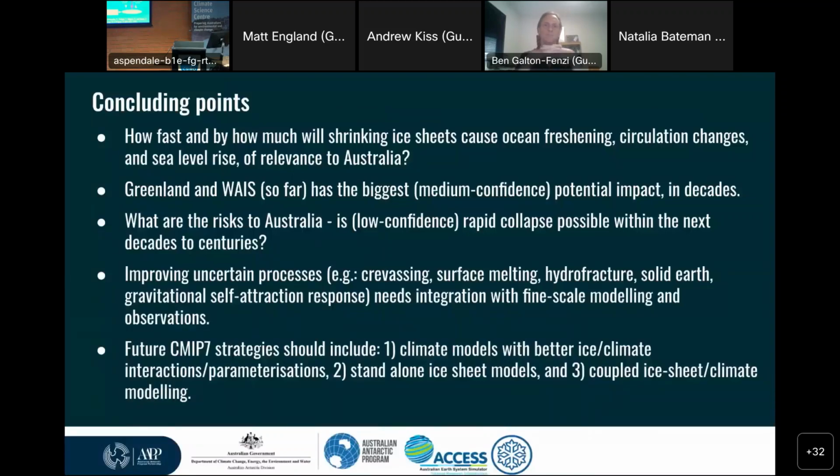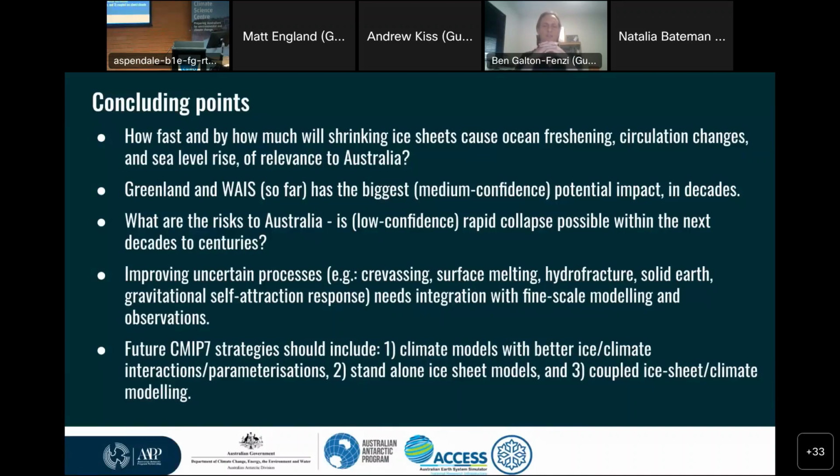So just concluding points here. Really we need to know how fast and by how much the shrinking ice sheets will cause the freshening, circulation changing of the ocean and sea level rise. Greenland and the West Antarctic ice sheet so far have the biggest potential impact. We need to think about Greenland. We can't do this problem without thinking about Greenland.